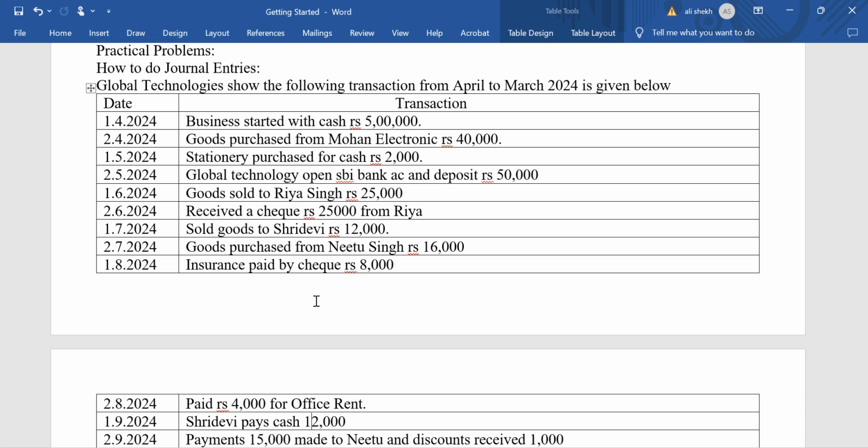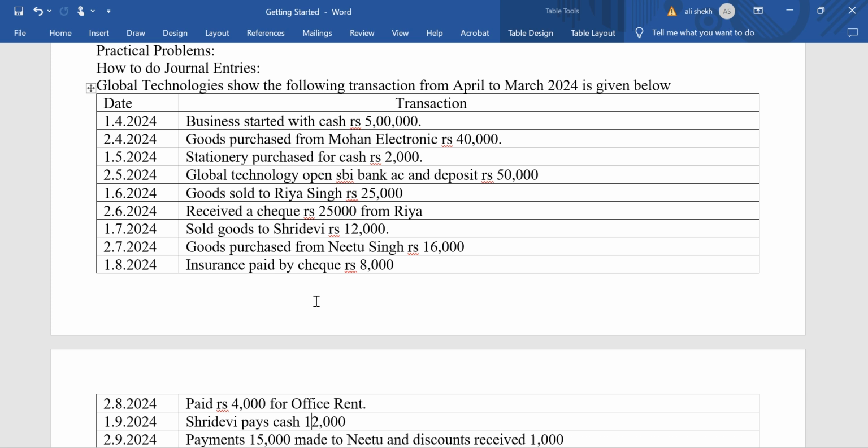Goods sold to Ria Singh for rupees 25,000. So Ria Singh account debit to sale or revenue. Ria is receiving the goods. Next, received a check rupees 25,000 from Ria. So cash account debit to Ria account.